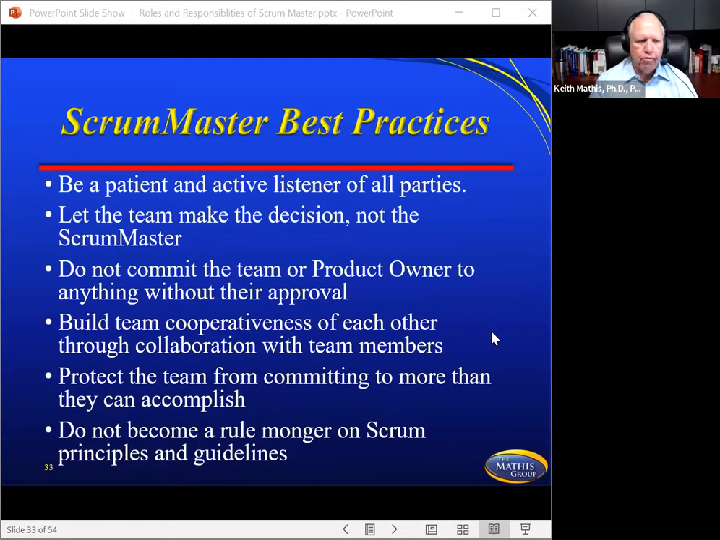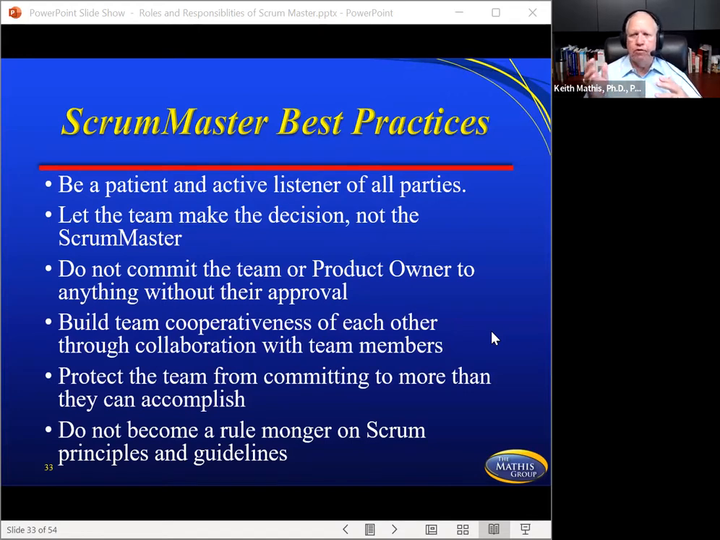Now, here's some Scrum Master best practices. First off, as we talked about, try to be patient, be an active listener, and let the team make the decision, not the Scrum Master. Do not commit the team or the product owner to things without their approval. Build team cooperativeness with each member and collaboration. Protect the team from committing to more than they can accomplish.